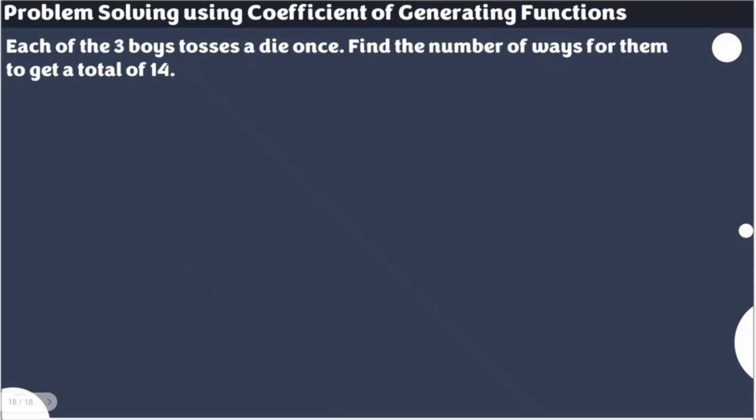The problem here: each of the three boys tosses a die once. Find the number of ways for them to get a total of 14. Let's solve this using generating functions and all the necessary relationships therein.